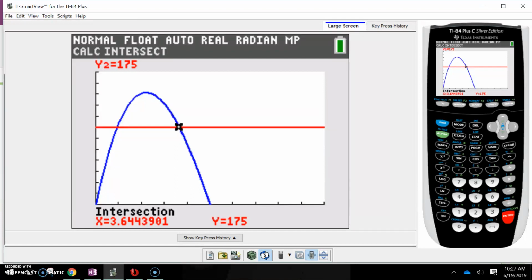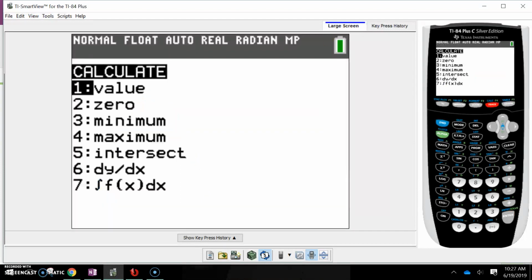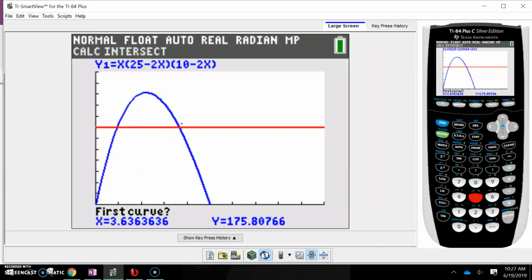Okay, and then after that, I'm going to do second trace again, and I'm going to choose intersect, but this time I want to move the cursor closer to my other intersect point. So I'm going to hit enter 3 times now, and I get a value of about 0.93. So that's what I'm going to use for my problem.